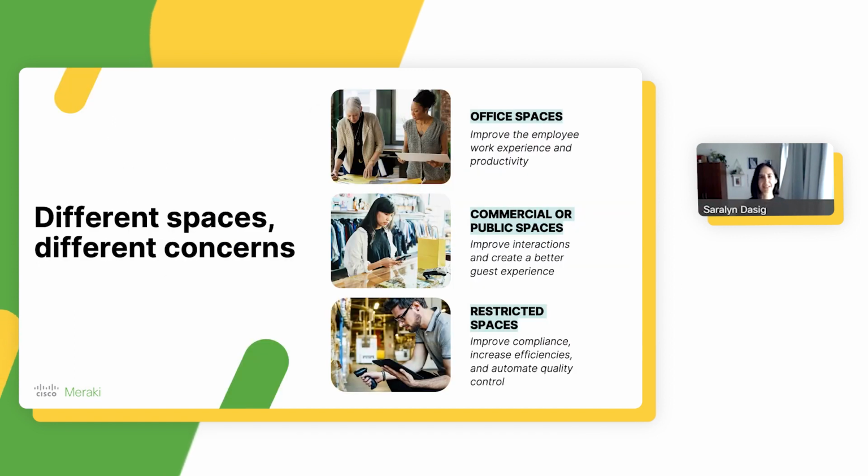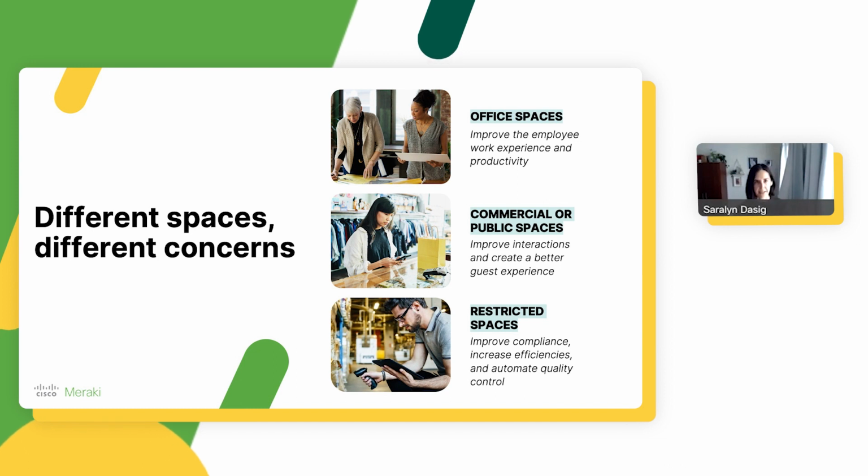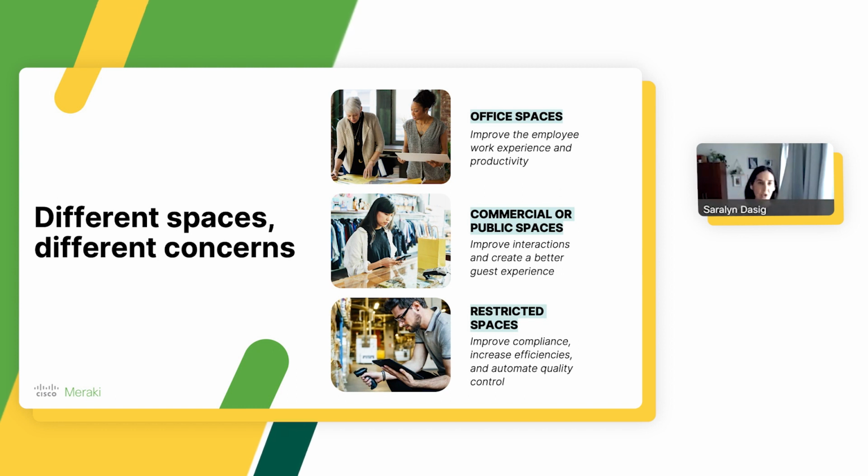But while people and vehicle detection provide a wide range of applications across use cases, different types of businesses have different types of concerns. So office spaces are looking to improve the employee experience and productivity. Commercial spaces like lobbies or retail stores are trying to improve interactions and create better guest experiences. And then restricted spaces are concerned with things like compliance, increasing efficiencies, or automating quality control. And in order to do those things well, organizations need to get insight into things that are unique to their environment. Next slide.